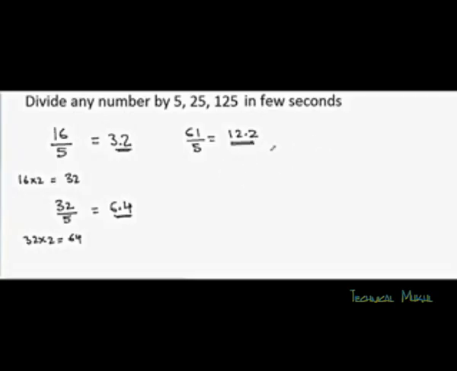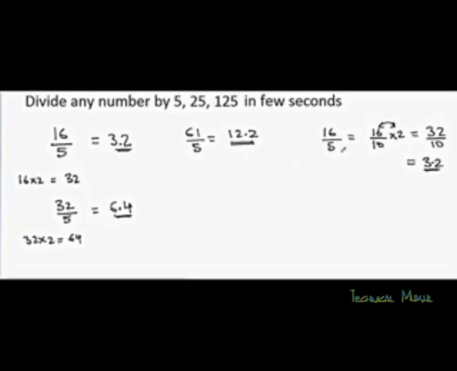So how did I come up with this trick? It's not magic, it's just a simple trick. Suppose I have 16 and I want to divide by 5. That is equal to 16 divided by 10 into 2. So what I'm doing here is multiplying by 2, and then I'm putting a decimal because I have a 10 in the denominator. So the answer is 32 divided by 10, that is equal to 3.2.